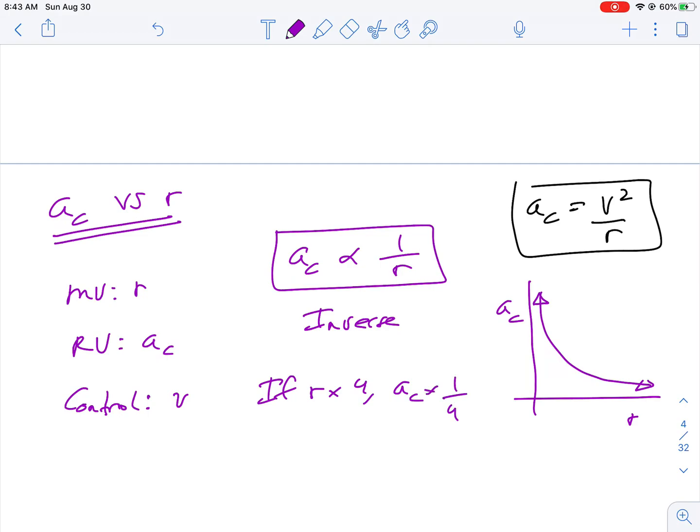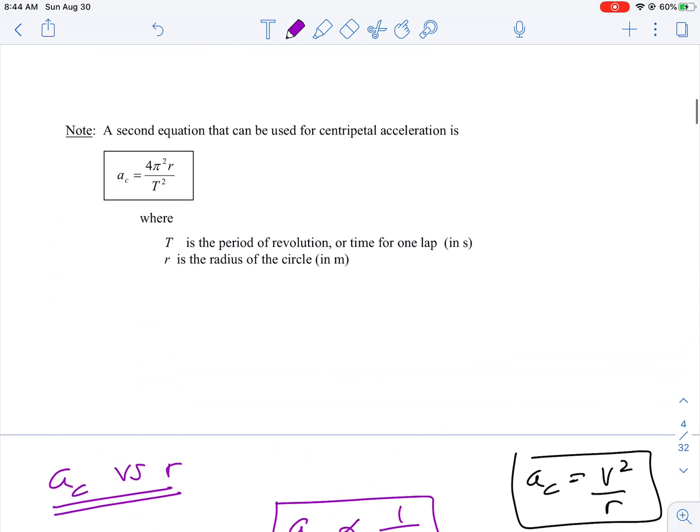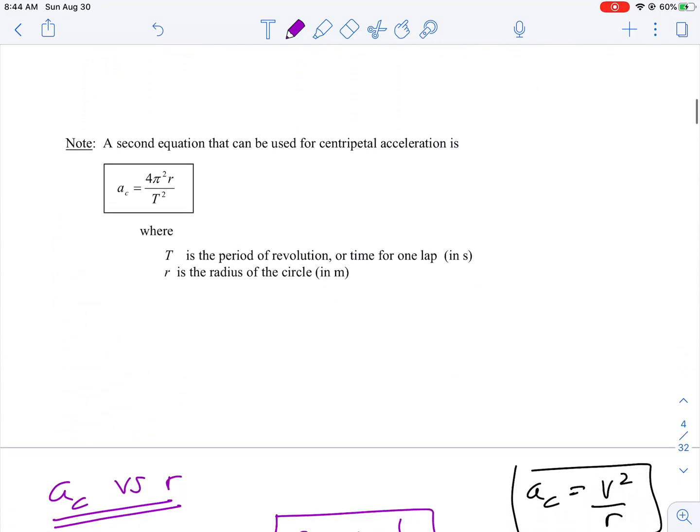So therefore, the bigger the radius, the smaller the rate of change of direction. It changes direction at a slower rate because it's a much bigger circle. Okay. So that's the relationships. Sorry about bouncing around here. You also have in your notes that there is another equation we could use for AC, which is 4 pi squared R over T squared. And just remember, T is called the period, the time it takes to do one lap.